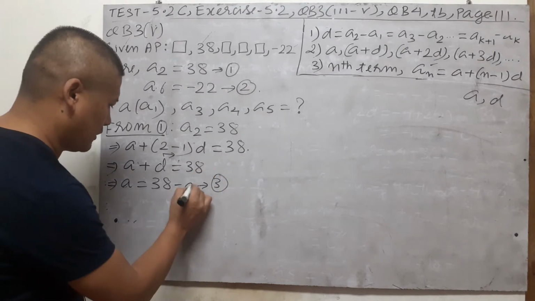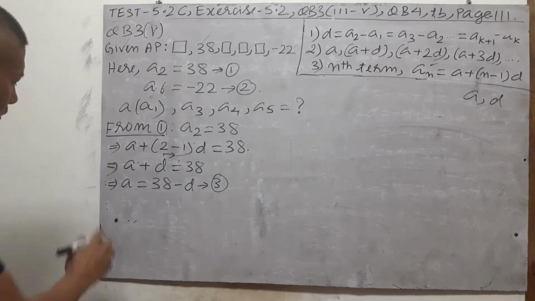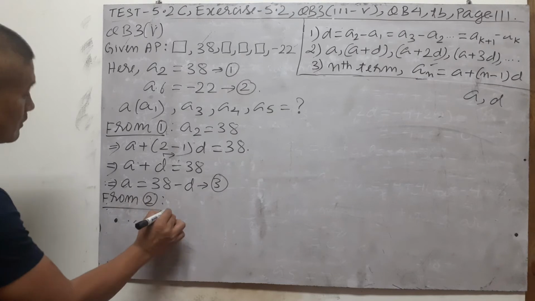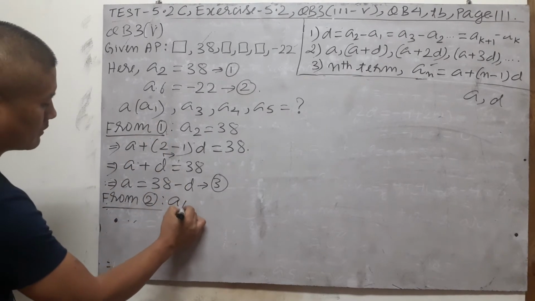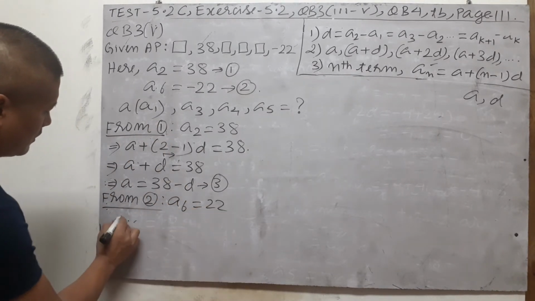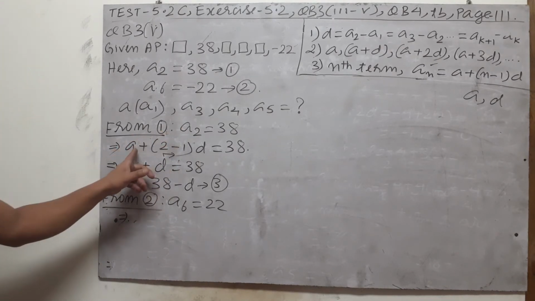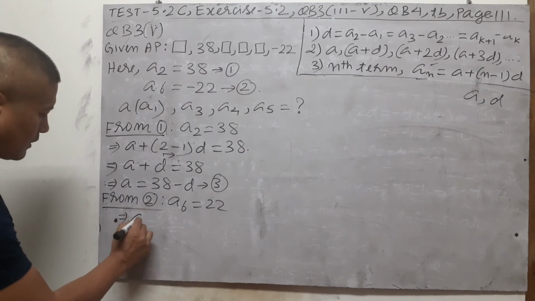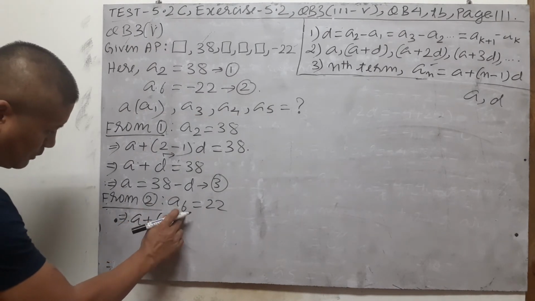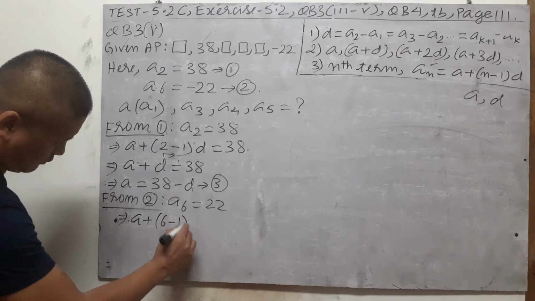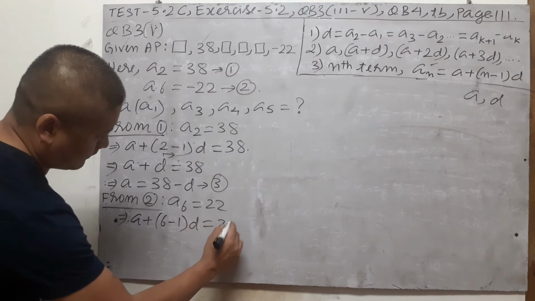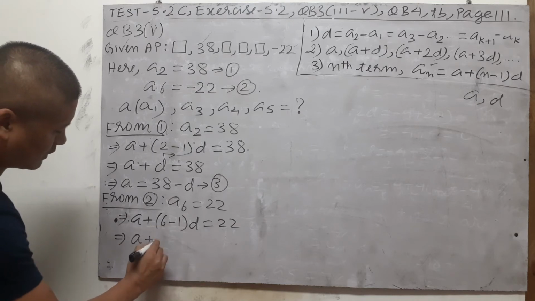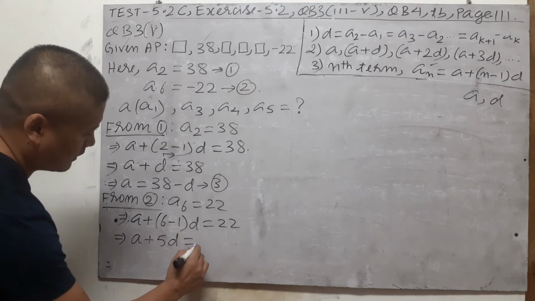Okay, equation number 3. Then let us take out the next equation from equation number 2. We see here a6 is equal to 22. Just like we did for a2, using the formula a plus (n minus 1) into d, let's do the same thing. A plus our specified n is 6, so 6 minus 1, (n minus 1) into d, equal to 22. So a plus 6 minus 1 is 5, so a plus 5d is equal to 22.